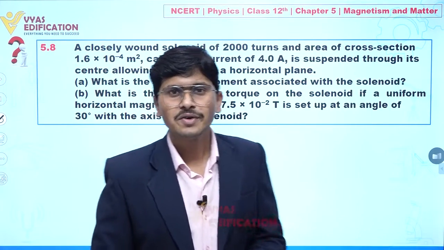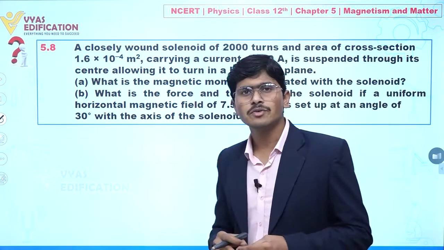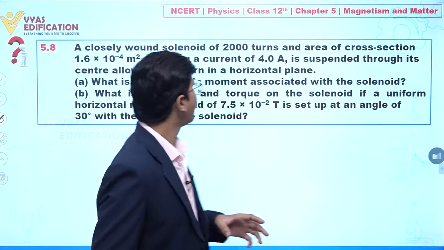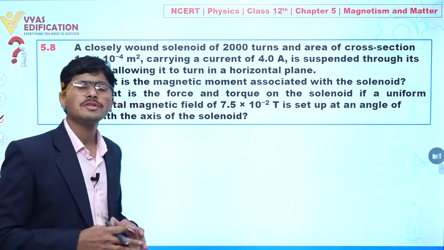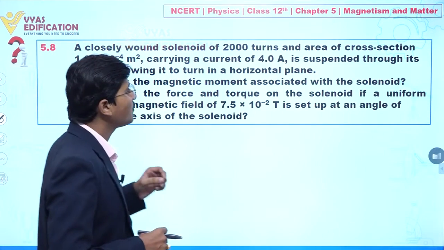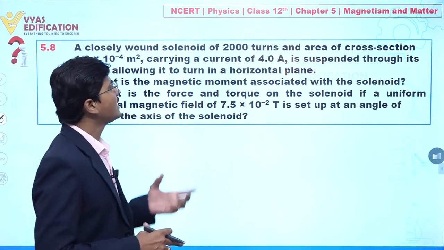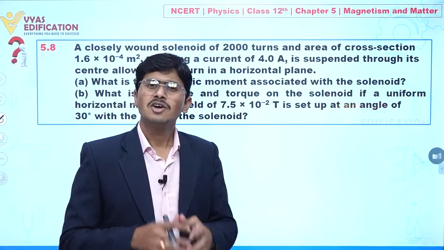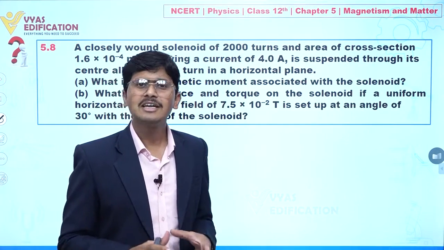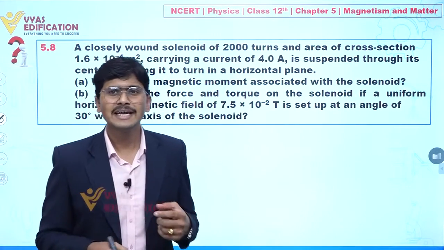Now students, we are going to discuss question number 5.8. In this question it is given that a closely wound solenoid of 2000 turns and area of cross section 1.6 into 10 to the power minus 4 meter square, carrying a current of 4 ampere, is suspended from its center, allowing it to turn in a horizontal plane. Always keep in mind, whenever we have a solenoid, the number of turns will be given to you. The current flowing is also given and the area is also given.